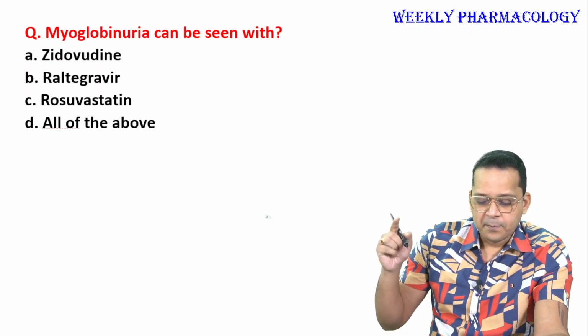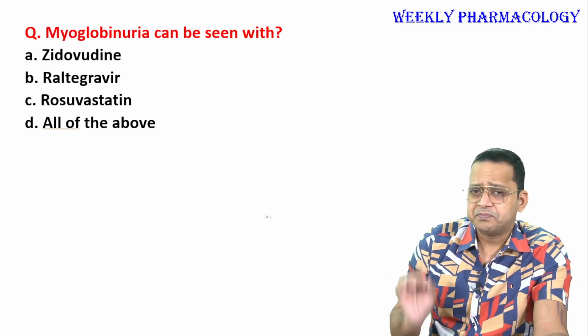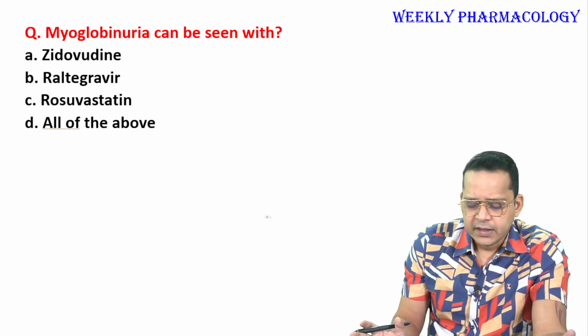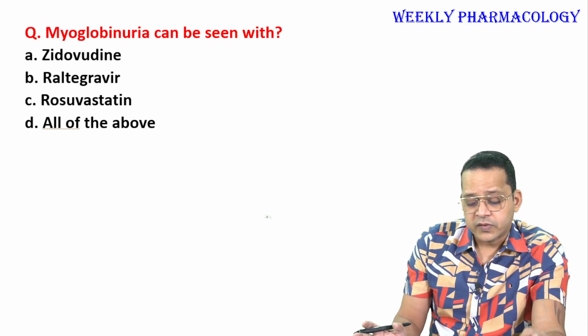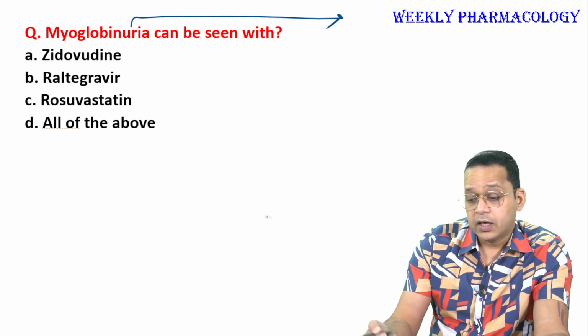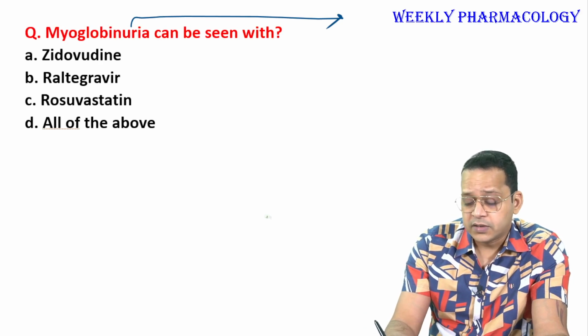Next question. Myoglobinuria can be seen with. So I've included some one-liners as well because your paper is a mix of clinical questions, one-liners, everything is there, right? Myoglobinuria can be seen with zidovudine, raltegravir, rosuvastatin, all of the above. So whenever I say myoglobinuria, it actually means what it is a result of.